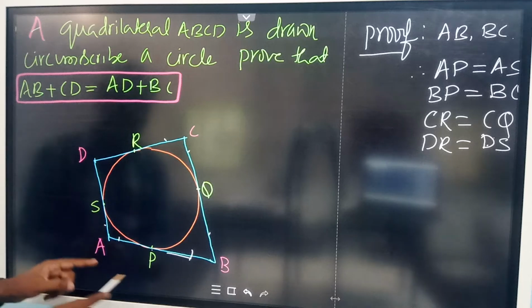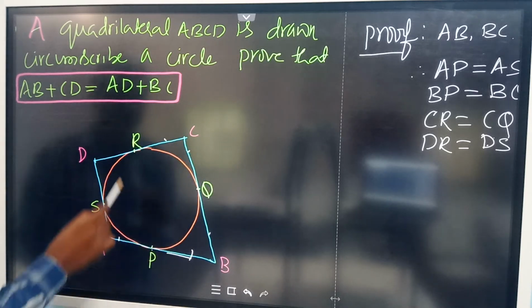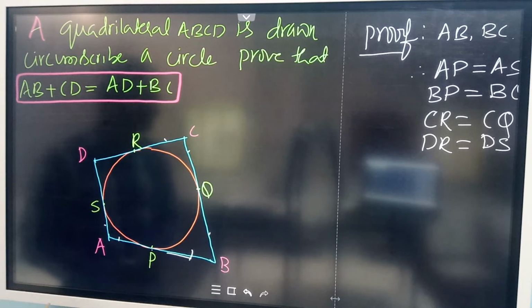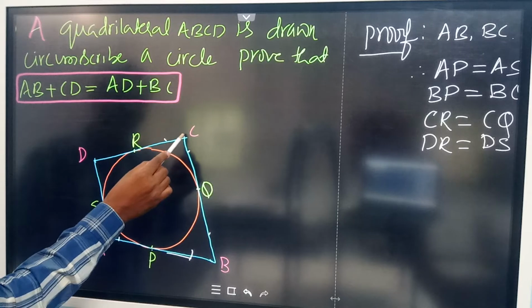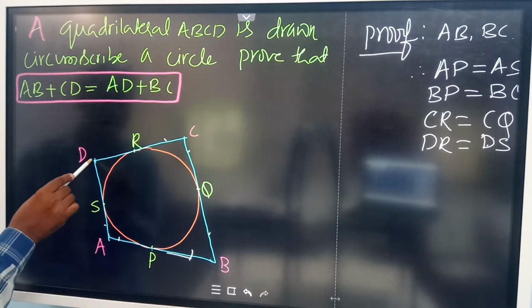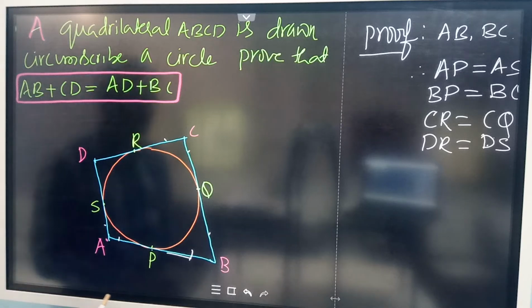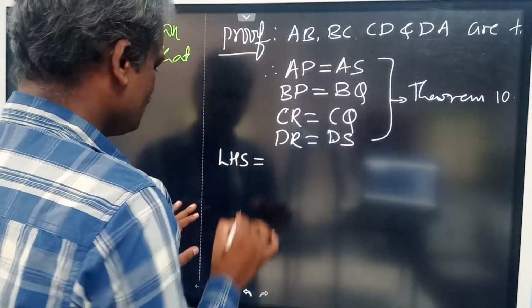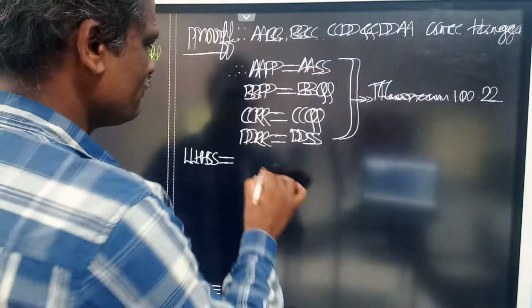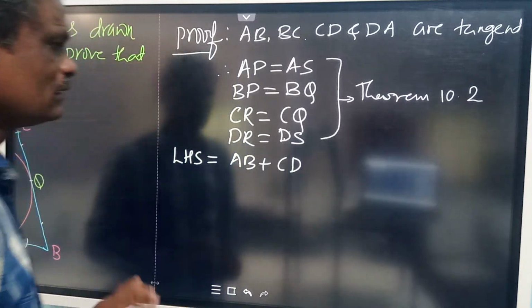AP is equal to AS, BP is equal to BQ, CR is equal to CQ, then DR is equal to DS. Each is an external point with equal tangents. Again, D is an external point, DR is equal to DS; A is an external point, AP is equal to AS. Now take the LHS, what we wanted to prove here. What is that LHS? AB plus CD is the LHS.